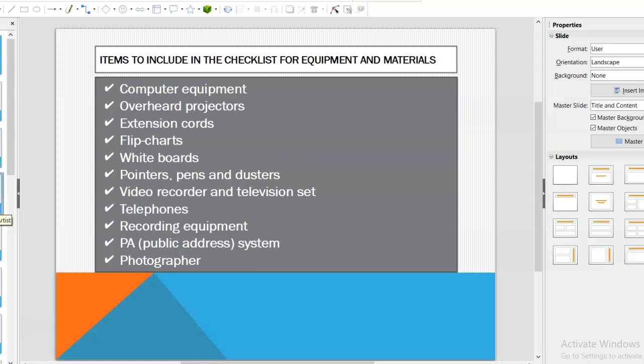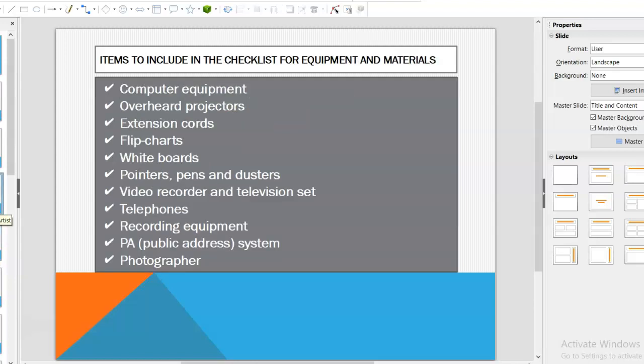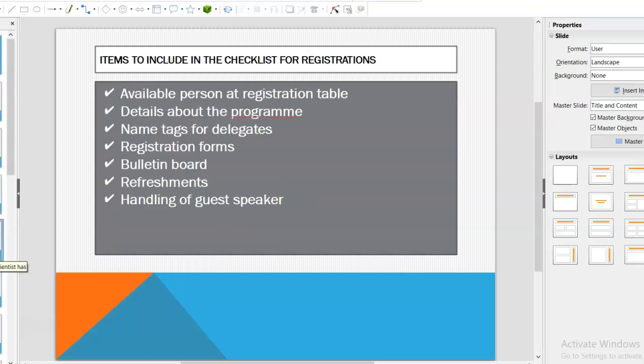Now the second one, items to be included in the checklist for equipment and materials. So these are the items. You should know them. Let's maybe read a few of them: computer equipment, overhead projectors, extension cords, flip charts, whiteboards, and the rest. So the third one is items to be included in the checklist for what? For registrations. That is the third one.